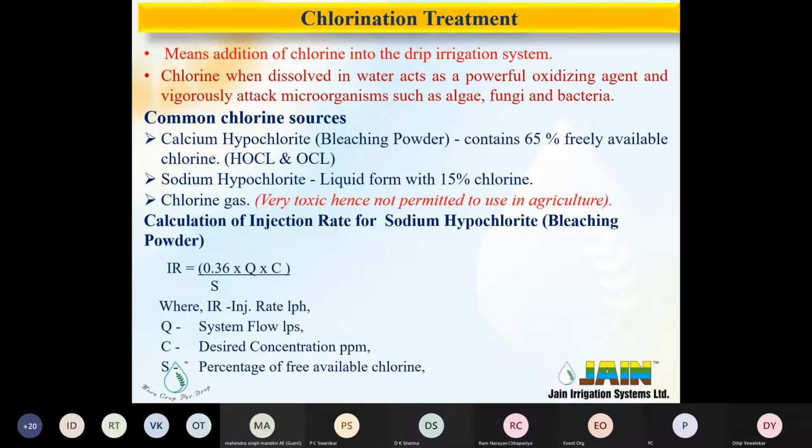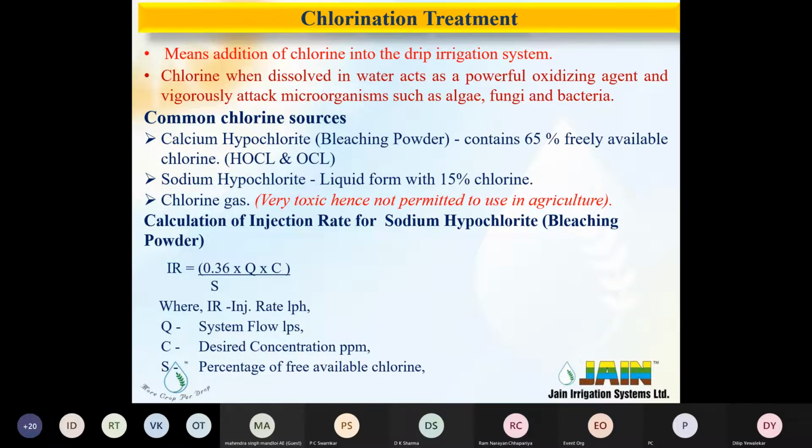Similarly for chlorination treatment, there are three types of chlorine. Chlorine is poisonous, and it helps to kill the algae, fungus, and bacteria in the water source and in the system. One is calcium hypochlorite, that is bleaching powder, which contains 65% chlorine. Then sodium hypochlorite, which is in liquid form and contains 15% chlorine.